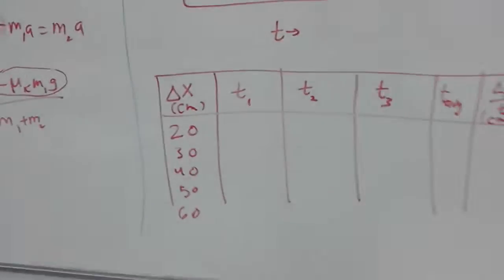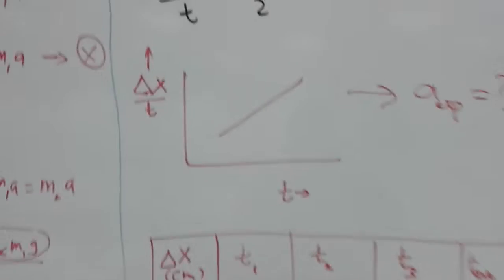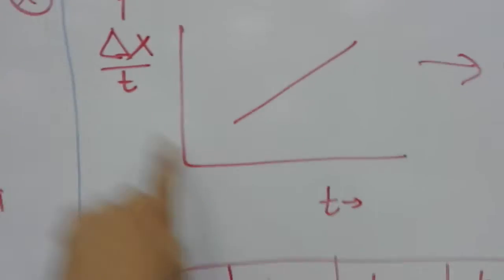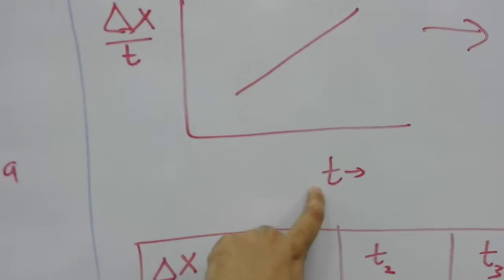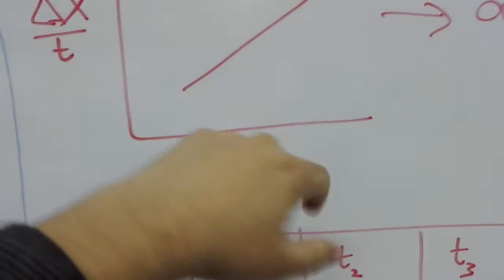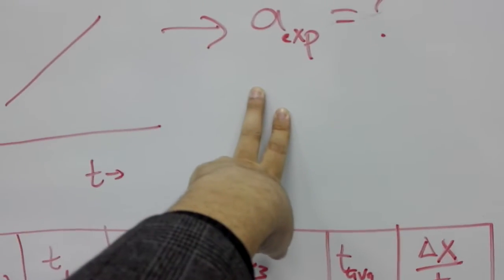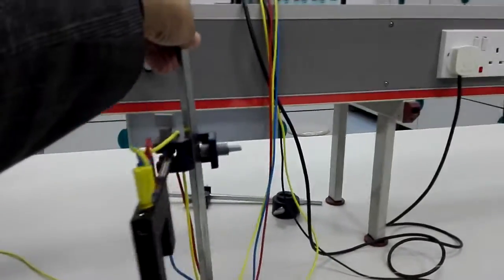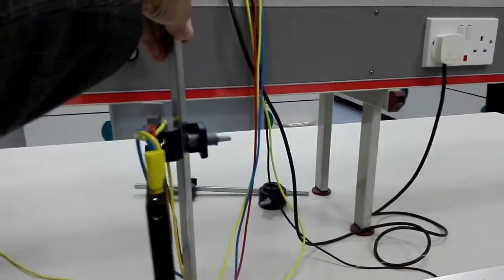And then you're going to make a plot of delta x over t versus t. Again this is t average, and then you will find the experimental value of acceleration using the slope. Let's take one data point.